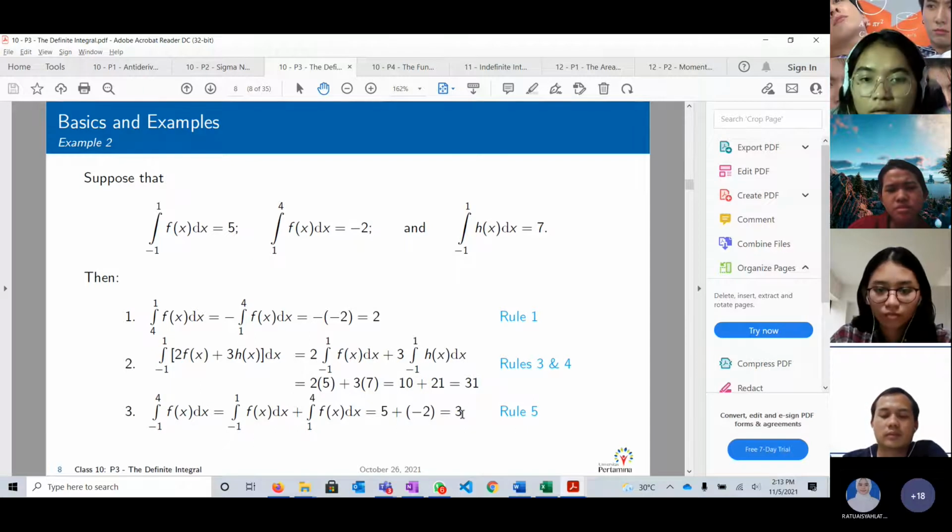I'm sorry, sir. Ya. Ini soalnya, maksudnya ini 3 integral terus jadi soal sir atau gimana ya?